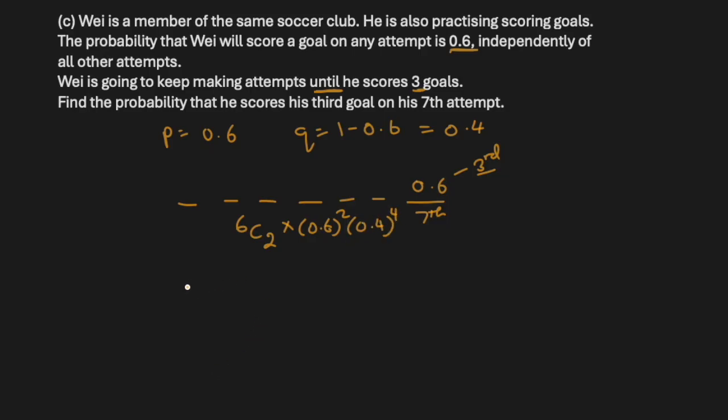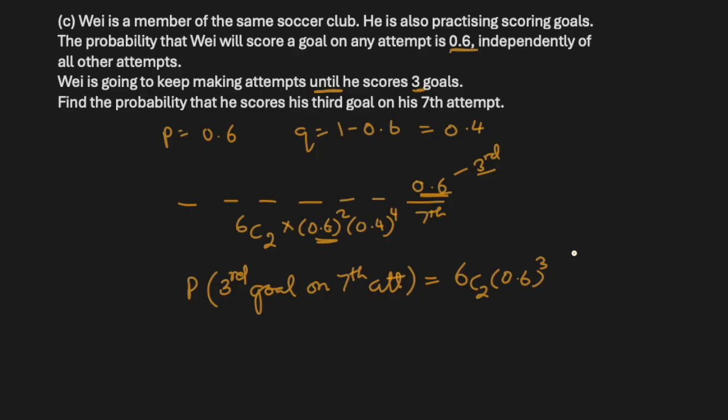Okay, so our probability that the 3rd success or 3rd goal on the 7th attempt will be 6C2 times 0.6 to the power 3 now, because this will also be multiplied. We already have 2 of them, and then 0.4 to the power 4. Let's put this in a calculator and we'll see.